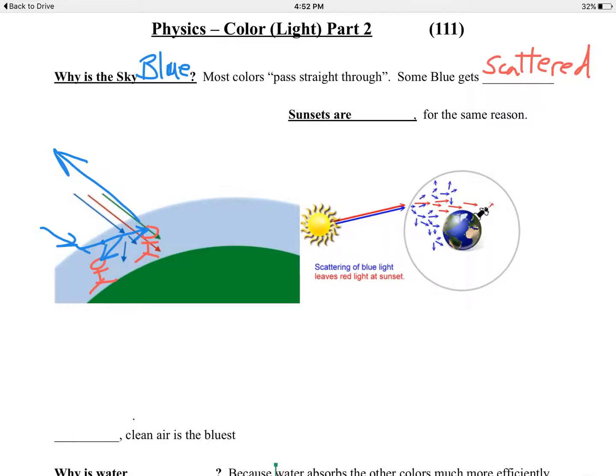Once again, you don't see light that's leaving you. You see light coming into your eye, and that's what you perceive as the color of the thing you're looking at.